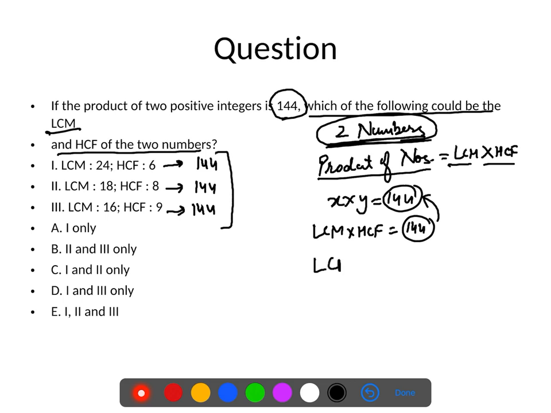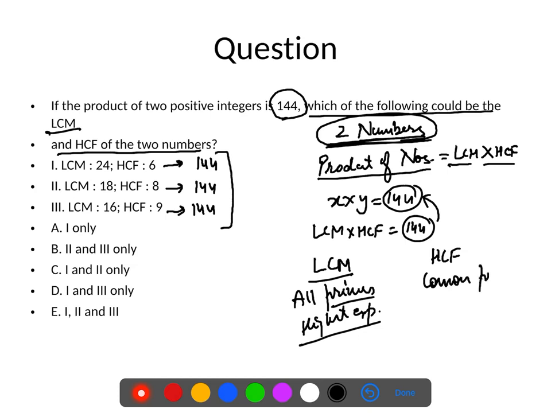Now, if we see, LCM has got all the primes and their highest exponents. Okay, HCF has got only common ones. Okay, that means whatever is there in HCF should be there in LCM also. Okay, or simply saying HCF has got only some part of LCM.